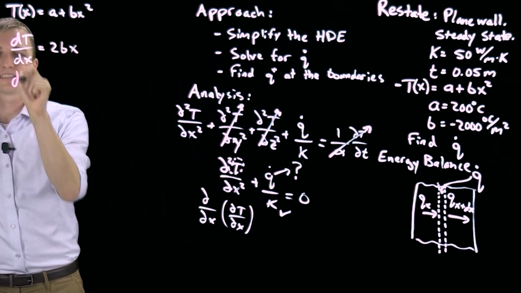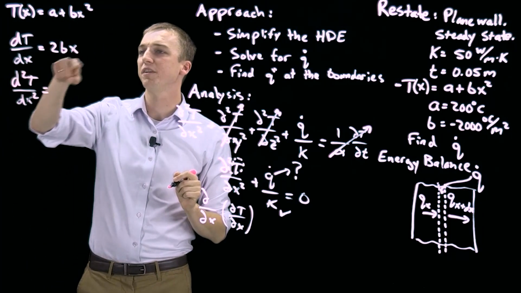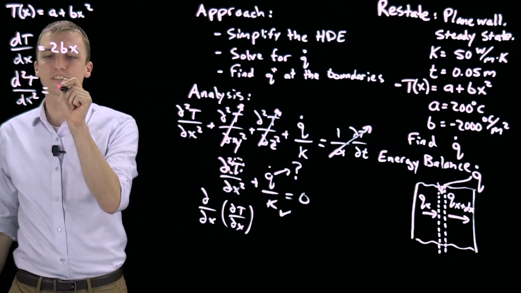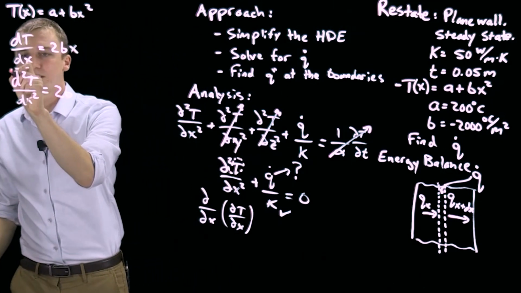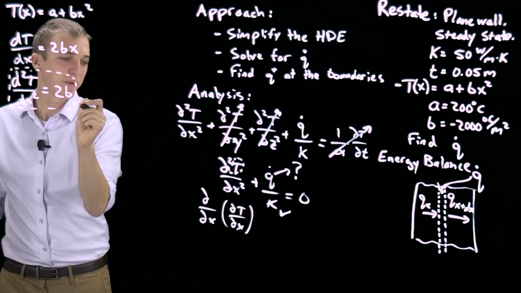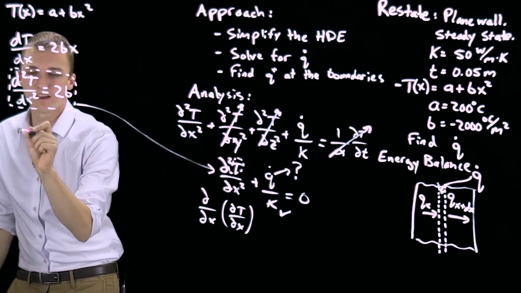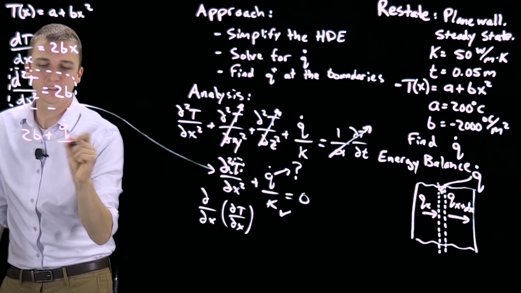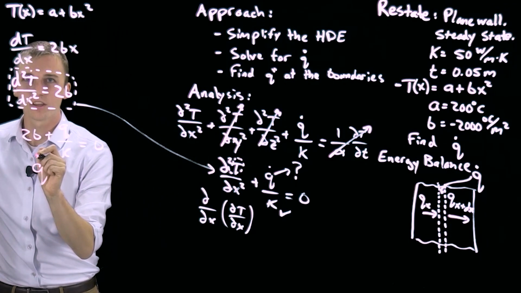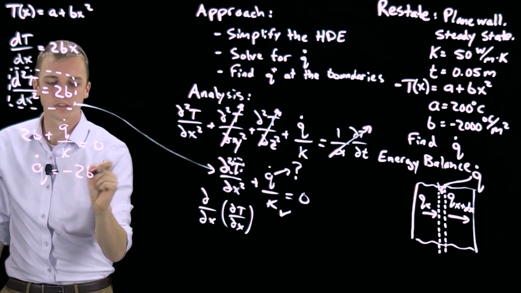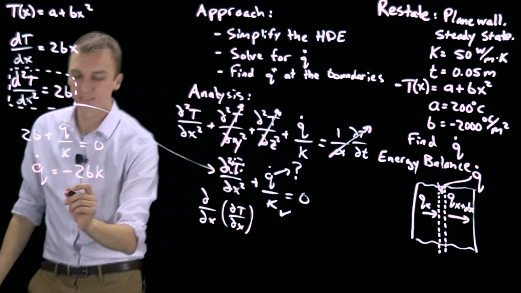Now we take the second derivative. So now we're taking the derivative of this expression, and that just gives us 2b. Okay, so now all we need to do is plug what we just found back into our heat diffusion equation and solve for q dot. So we have 2b plus q dot over k is equal to 0, which means q dot is equal to minus 2bk. We subtracted this to the other side and then multiplied by k.